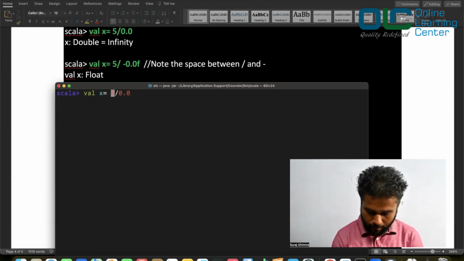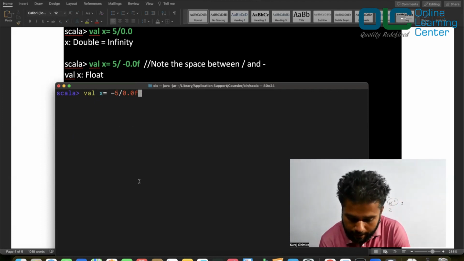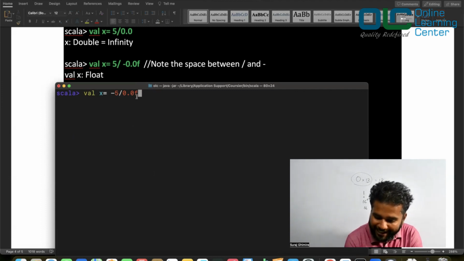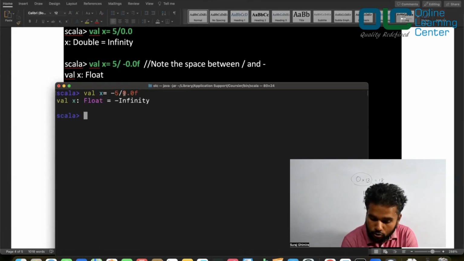Now let me also try something like this. What if I say minus 5 by 0.0f? I'm saying I want to divide minus 5 by 0.0f. The moment you write f, this is treated as a float, not a double anymore, right? So this will also give you infinity. This minus symbol is because of this, but if you look into the data type, this is a float infinity. This concept is applicable for Java as well. If you write something like this, it also gives you minus infinity of float type. Note the space between the slash and this.